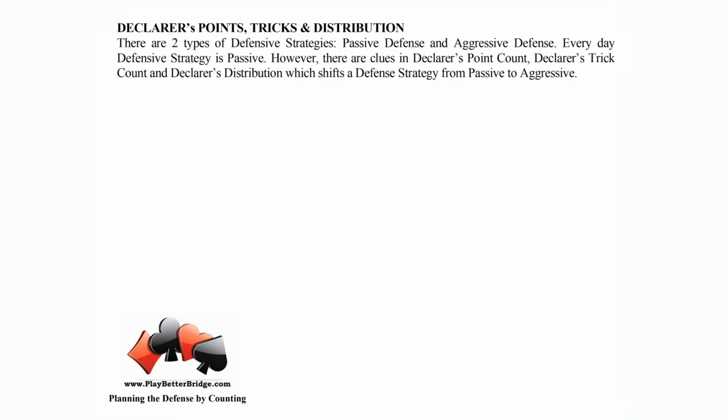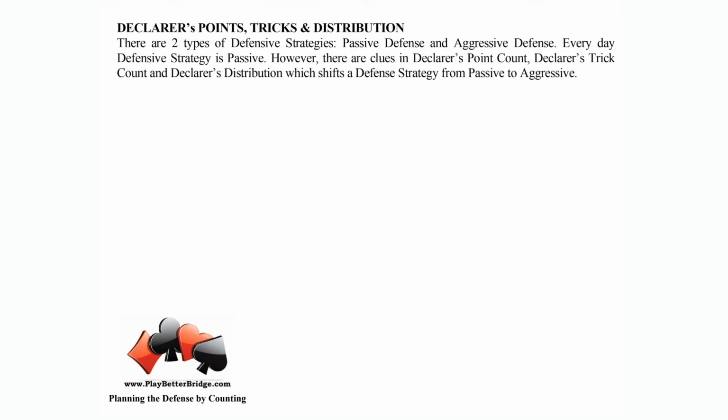There are lots of indicators, okay? So I keep saying every day, but your normal defense is passive. You start out the hand assuming it's going to be a passive defense, unless there's something in the dummy. The dummy often tells us to move from passive to aggressive.